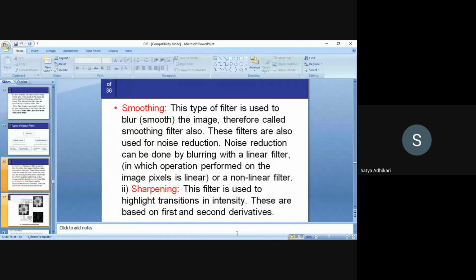Its function is somewhat complex. To calculate a new gray level value, we have to use some mathematical function. But in smoothing, to find a new gray level value, we have to use some statistical function like average, mean, median, like that. We'll discuss that.